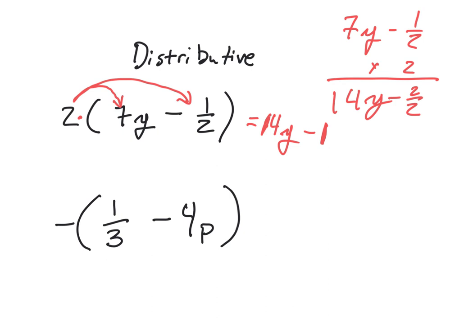In this next problem here, there's a negative out in front. And when there's just a negative and no number, it's an implied 1. And then we will distribute that. Negative 1 times 1/3 is negative 1/3. Negative 1 times negative 4p. Negative times a negative is positive 4p.